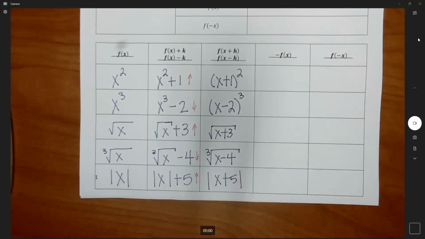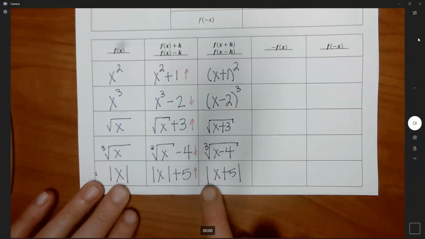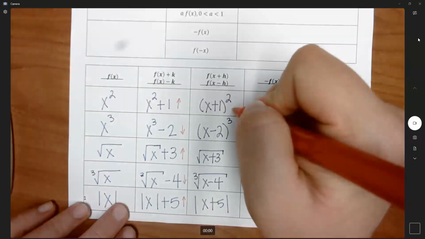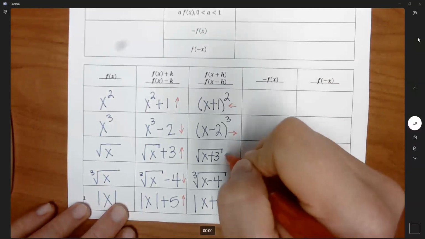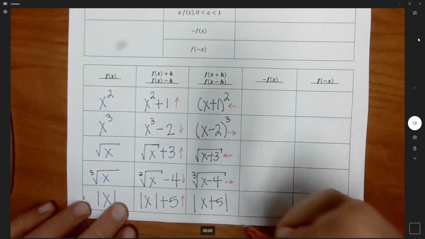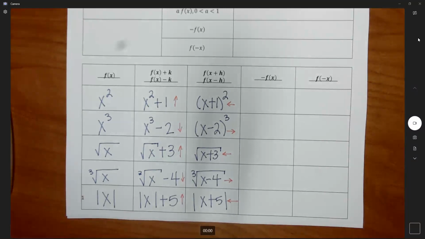So now that these are all happening inside of the function, inside the grouping, under the radical, inside the bars, this is horizontal. Now it's going to the left and to the right. So this is left 1, right 2, left 3, right 4, and left 5.